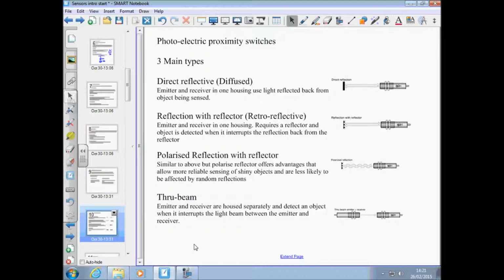And then the last type is the through beam, where the emitter and the receiver are in separate housings, for instance either side of a conveyor, and again there's a beam constantly going between the two, and you're looking for the beam to be broken to trip the switch mechanism. All of these are electronic, no moving parts and non-contact, so they have those advantages as well.